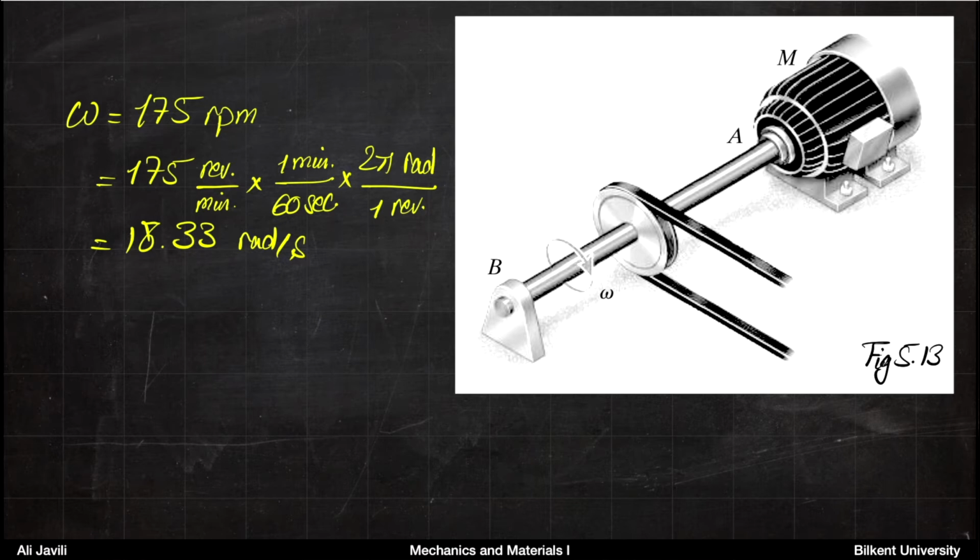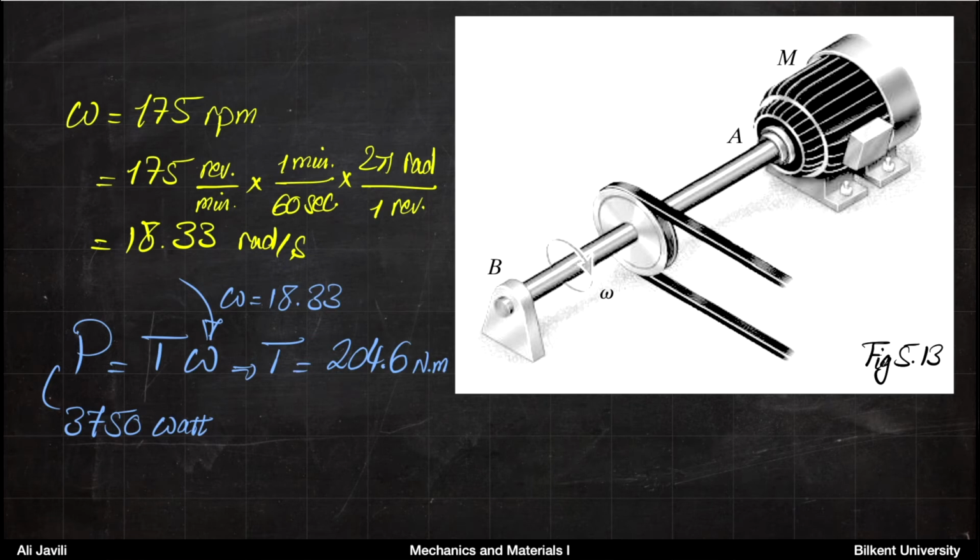In order to do that, you just write that as 175 revolution per minute. And then 1 minute is 60 seconds. So it's basically multiplying it by a 1. And then this is multiplying it by another 1. So 2 pi radian is 1 revolution. So if you do that, then minute cancels with minute, revolution cancels with revolution. So you get 175 times 2 pi divided by 60 radian per second, which is 18.33 radian per second. Okay, so this is your angular velocity.